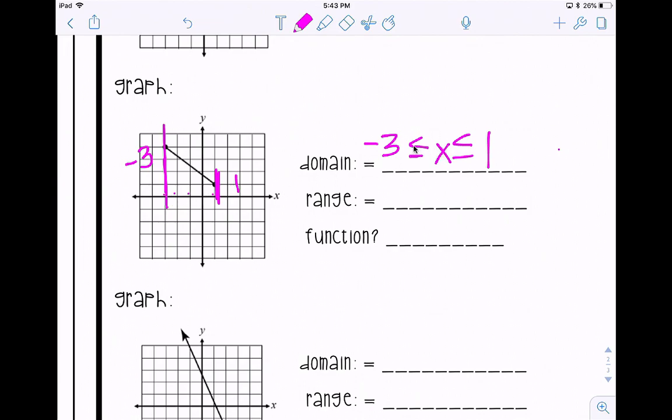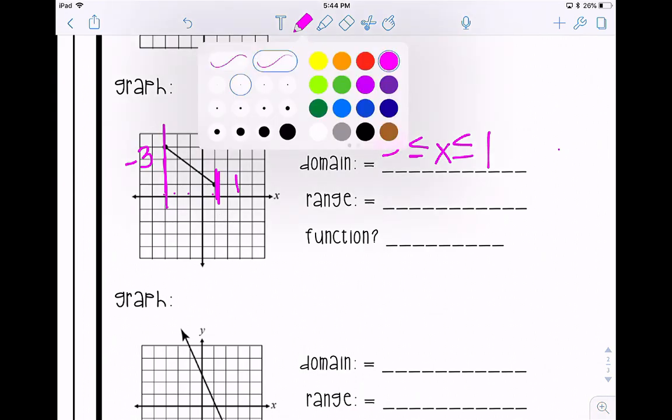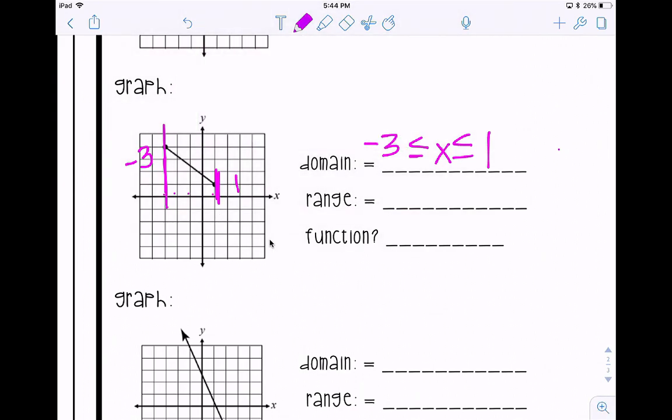So x is greater than or equal to -3, so everything from -3 up to 1. All right, so looking at the range, same thing, except the range is y. So we're going to put a y in the middle.